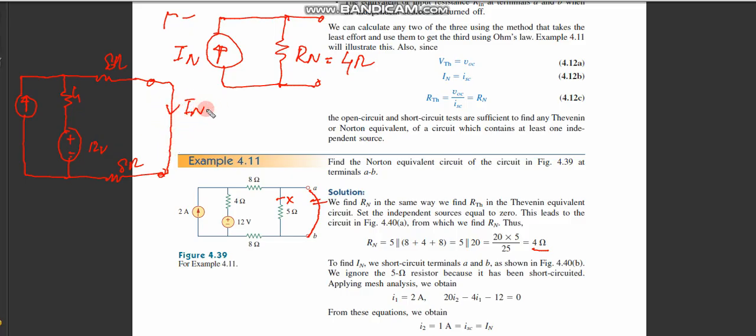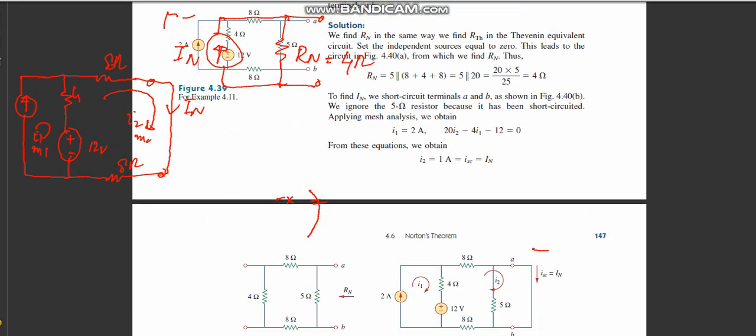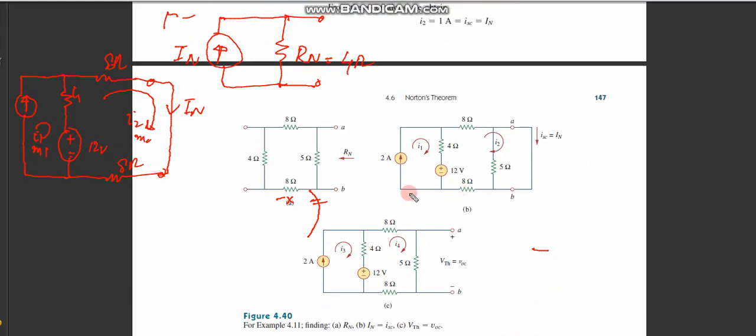So to find the current In, if I somehow find the current in this branch over here, in this loop, it would be my In. So I can apply mesh analysis. I can say M1, so this is current I1. I can apply mesh 2 over here, this is I2. You can see in the book he has solved using this as a mesh.